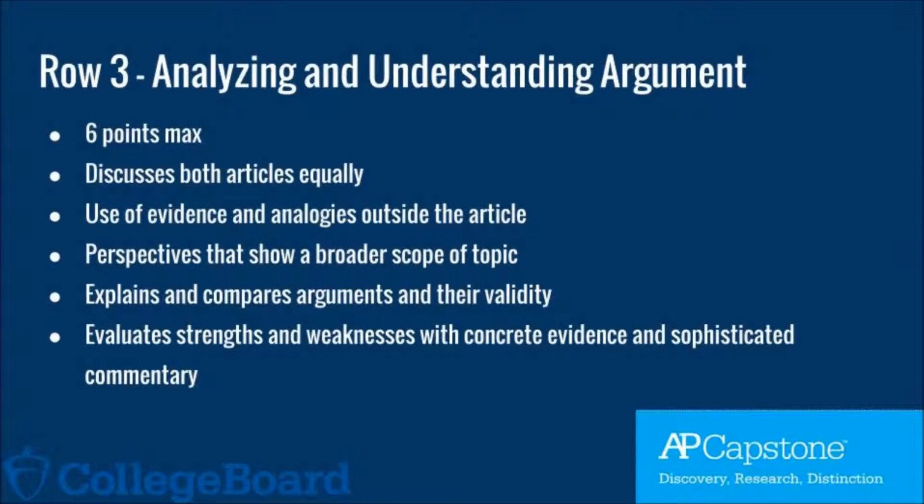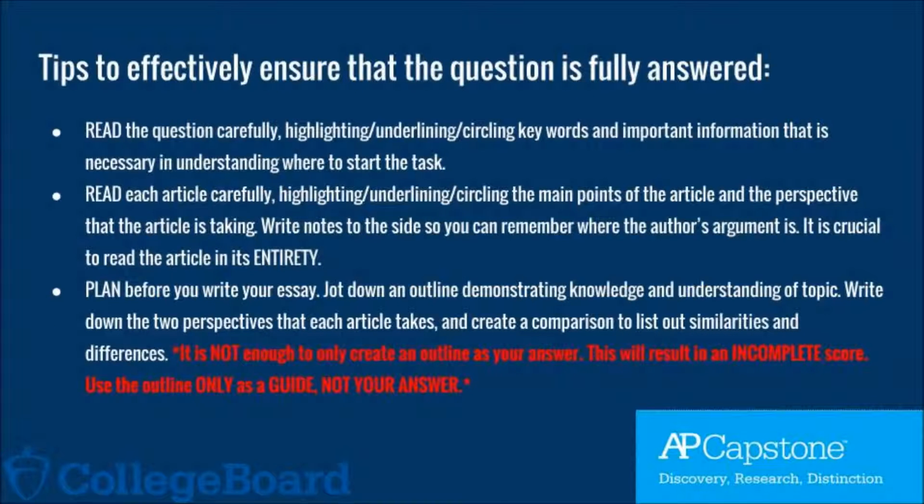Row 3, analyzing and understanding the argument. Someone thought it was a good idea to put 6 points max on every single description. I don't know why. For this section, remember to discuss both articles equally, to use evidence and analogies outside of the article. This will help show that you have a perspective that is outside of what is just presented to you. Additionally, explain and compare the arguments and their validity, and evaluate the strengths and weaknesses of these arguments. As always, remember to back your claims up with evidence and commentary. That might actually help you on this AP.